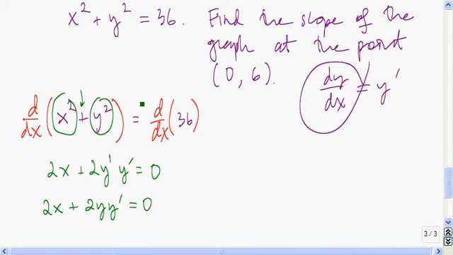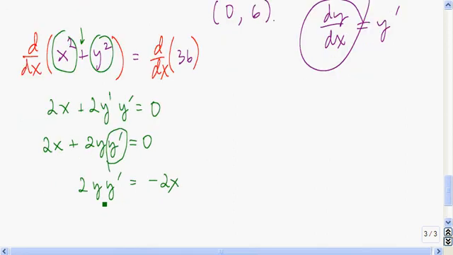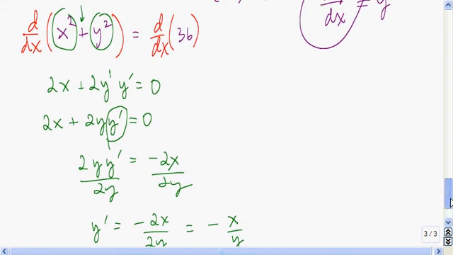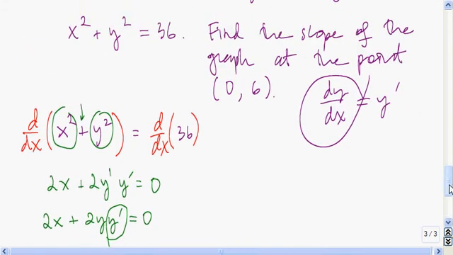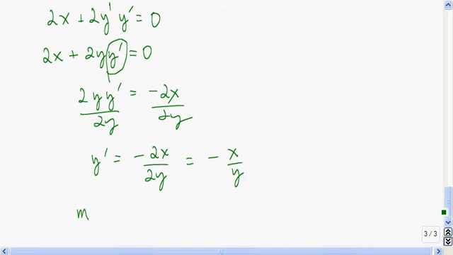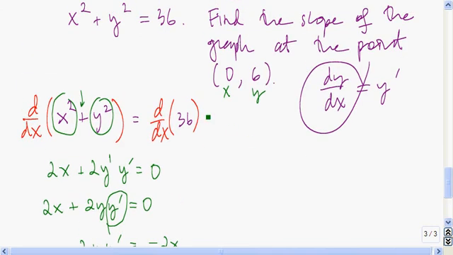So the first step is to differentiate both sides with respect to x. The next step is to isolate y prime. To do that, we'll bring 2x to the other side, and then divide both sides by 2y. So y prime, or the slope function, is equal to negative x divided by y. We want to find the slope of the graph at the point (0, 6). That means x is 0 and y is 6. So the slope of the tangent line is negative the x-coordinate divided by the y-coordinate, which is negative 0 over 6, or 0. So the slope of the graph of this relation at the point (0, 6) is 0.